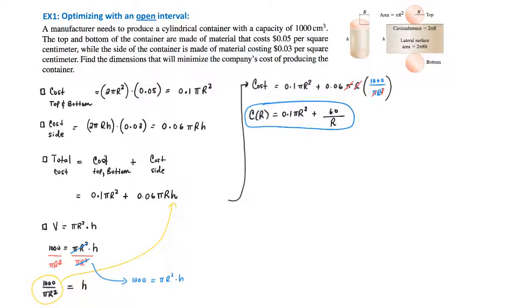I'm going to make a note of that. And I'm going to write over here that the domain of my function c will consist of every number that is greater than 0, but not equal to 0. So from 0 all the way to positive infinity. And again, I am excluding negative numbers because r must be positive. So this becomes the domain of this function.